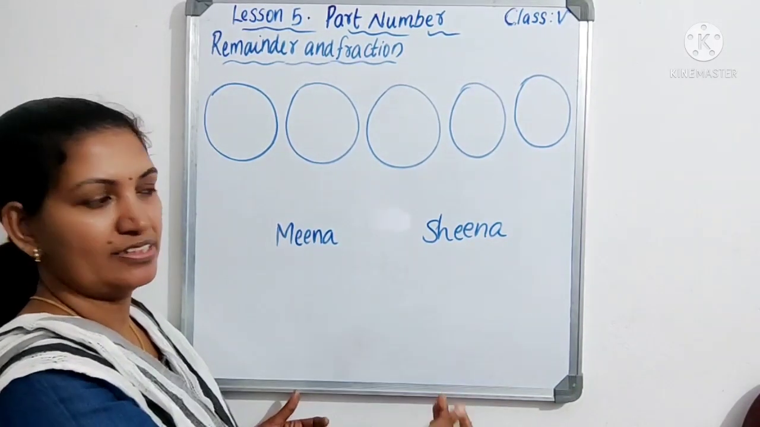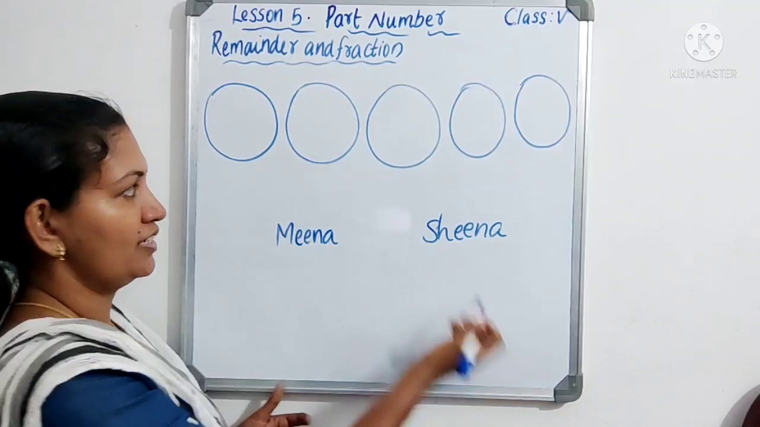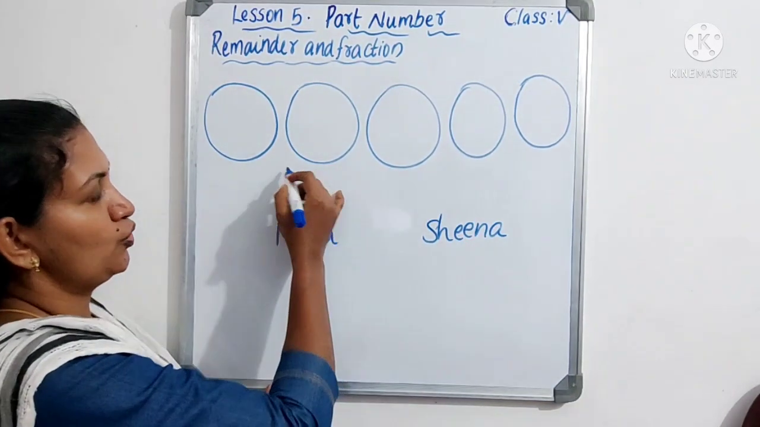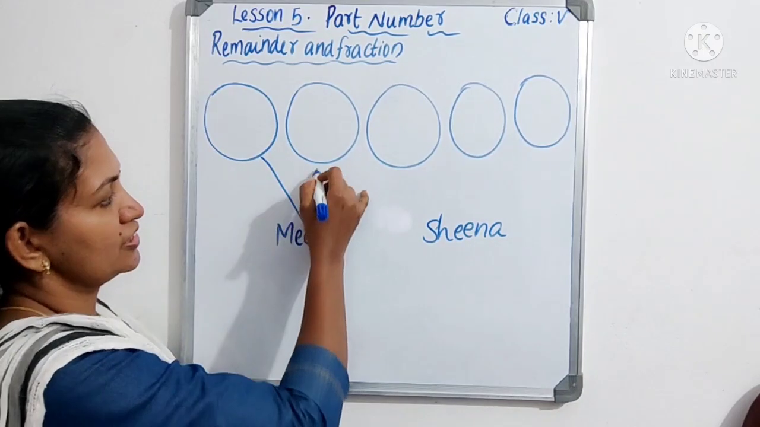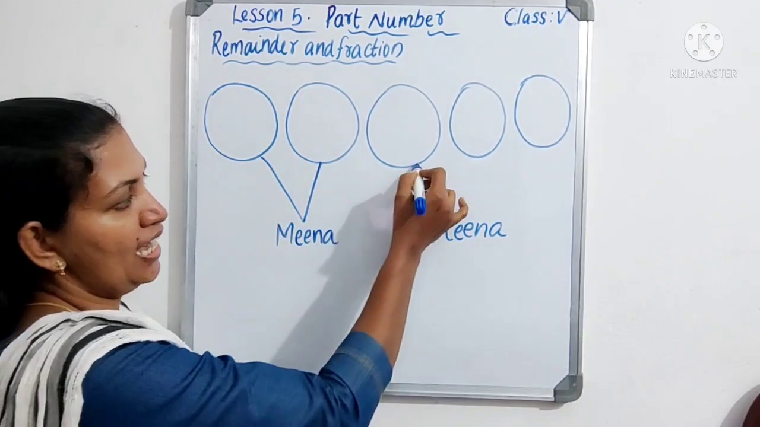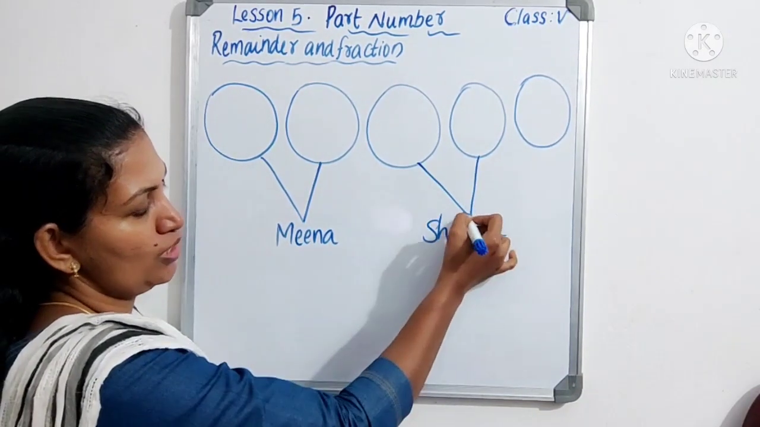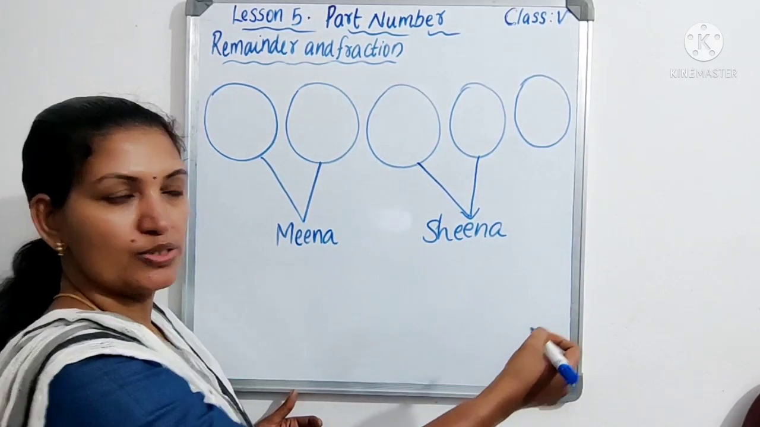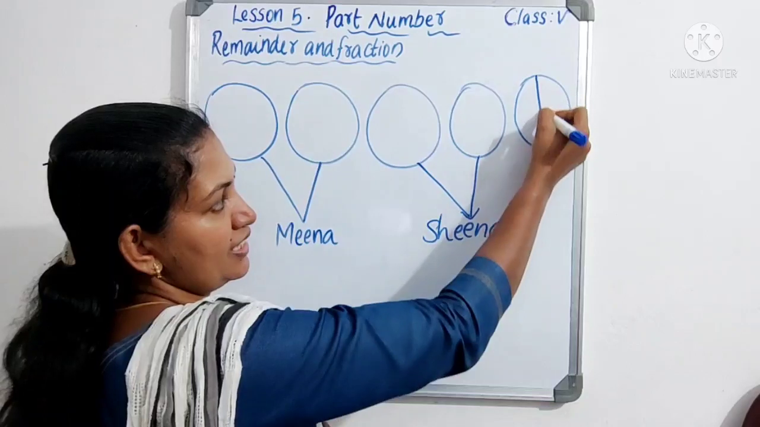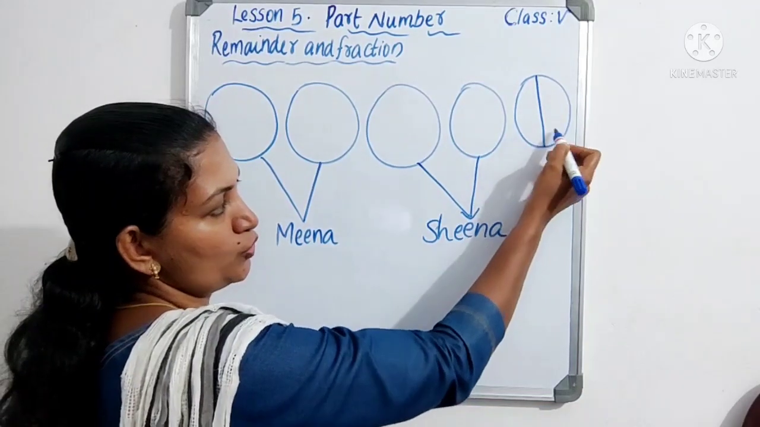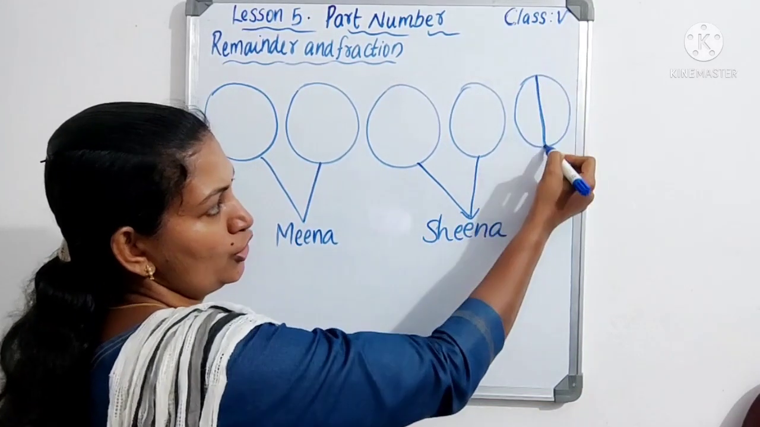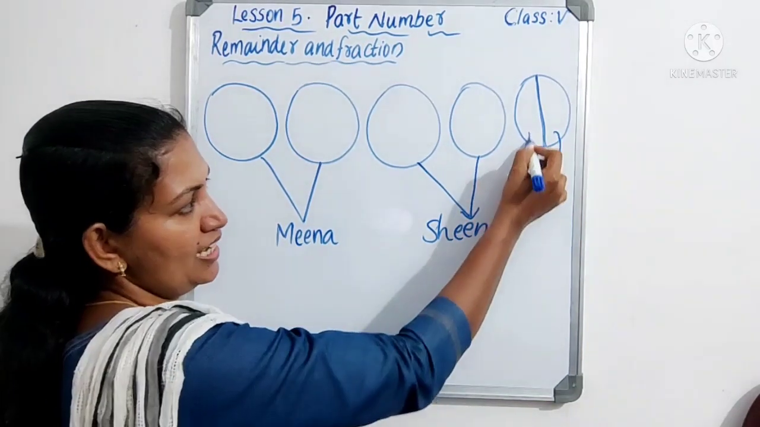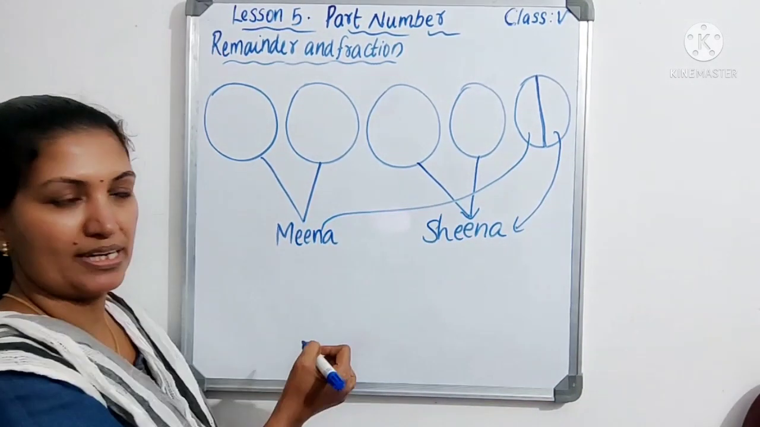Then how can you divide? It's very simple, no? You all know that. You know that total 5 cakes are there. Then what will you do? First 2 cakes give to one of your friends, then another 2 cakes give to another friend. Then we know that 1 cake is remaining. Then what will we do? We divide this cake into 2 equal parts, and 1 part give to Sheena and another part give to Meena.